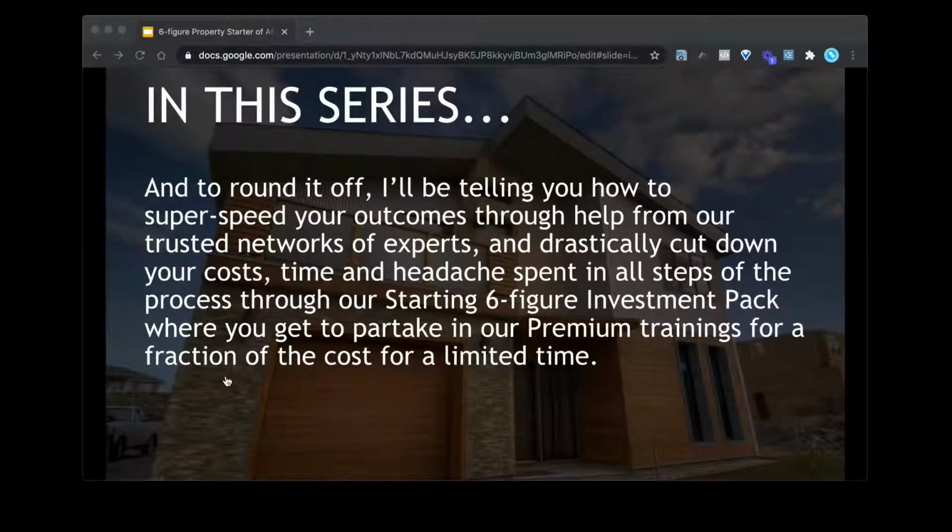And to round it off, by the way, I'll be telling you how to super speed your outcomes through the help from our trusted networks of experts who are skilled in real estate investment, so you can just cut down your time, your costs, and just a headache. We all know the headache that can be spent in all steps of any type of investment process, and how much more involved it is when it comes to real estate.